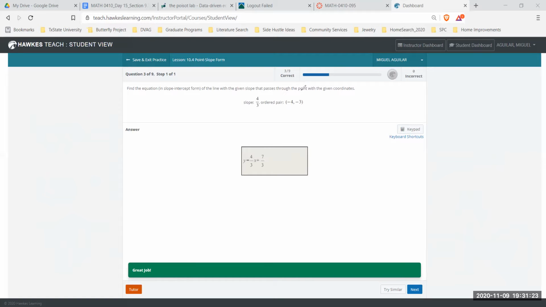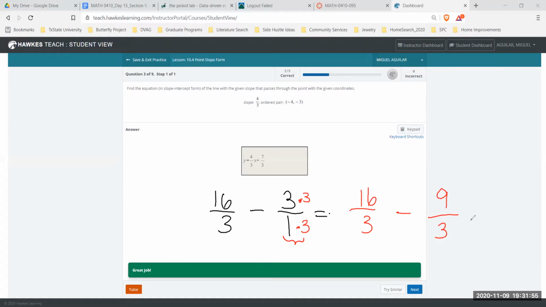Okay, so if we had 16 over 3 minus 3, you have to get a common denominator first. In order to get that common denominator, I need to multiply 3 on the bottom so that I get 3 times 1 is equal to 3. Well, if I multiply 3 on the bottom, I have to do that same thing on the top. So that's why 3 times 3 on the top is 9. So now that I have 9 over 3, I can take 16 over 3 and subtract that number. And that's where I got 7 over 3, which is this part. Thank you.